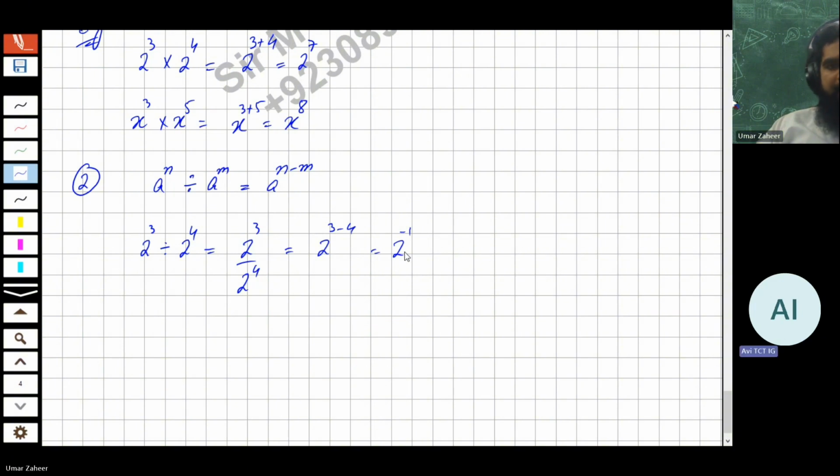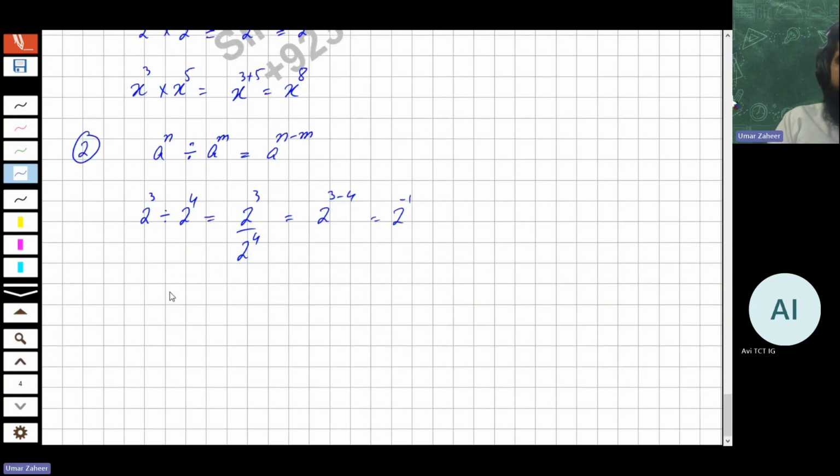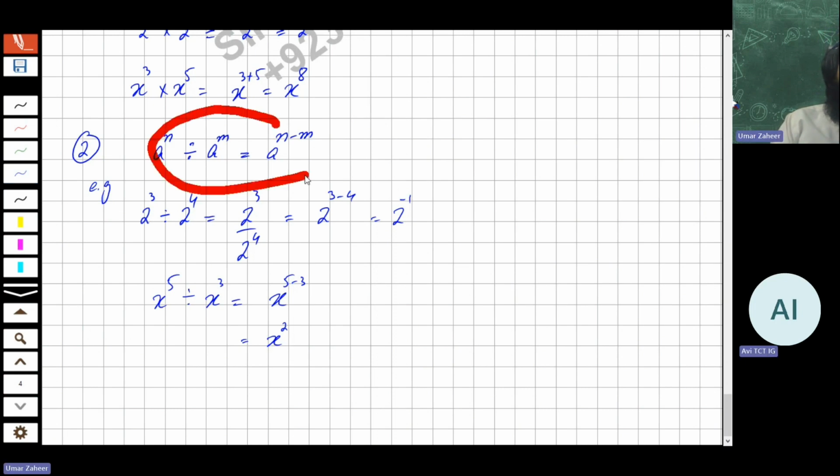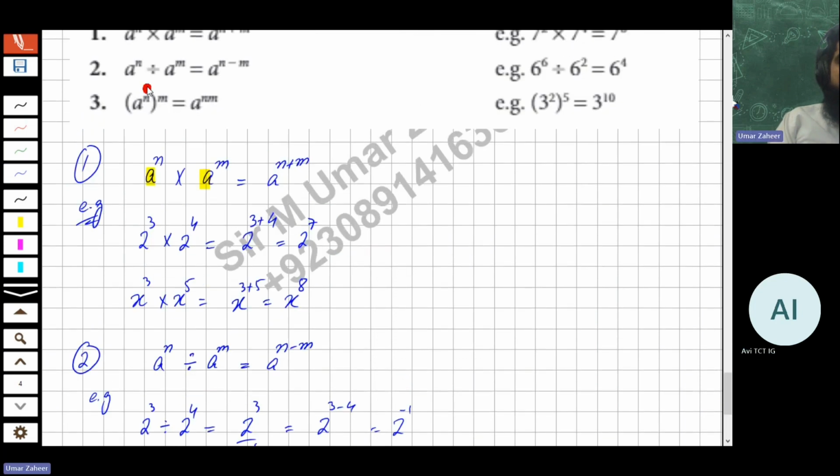In the same way, let's take one more example: you have x raised to power 5 divided by x raised to power 3. The bases are the same, they are dividing. So you just have to subtract the powers, 5 minus 3. You will get x raised to power 2. The second rule is well clear. Now, the third one.